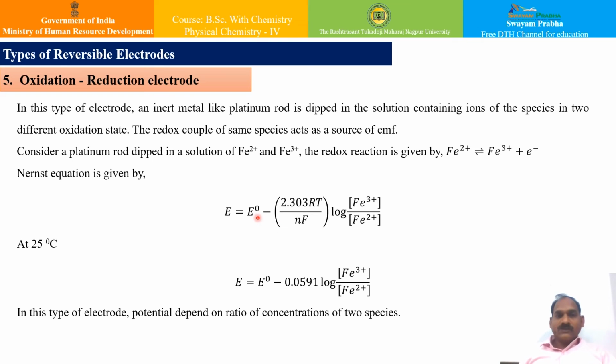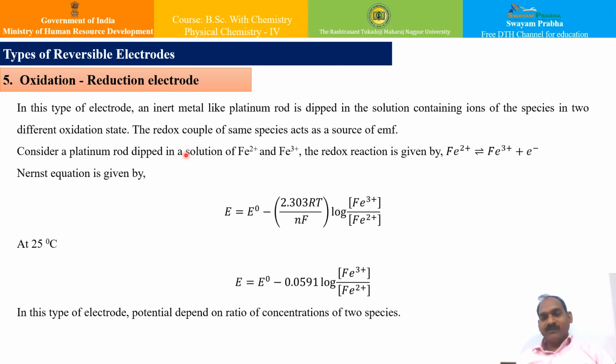Now, redox electrode. In case of redox electrode, which we also call an oxidation reduction electrode, as its name indicates, in this type of electrode, you can take the example of ferrous-ferric, cerous-ceric. All these are examples of redox electrode. In this type of electrode, a metal like platinum rod is dipped in the solution which contains the ions of a species in two different oxidation states, like ferrous-ferric, Fe2 plus, Fe3 plus. So the redox couple of the same species acts as a source of EMF. This is very interesting. You can take any pair, any redox pair.